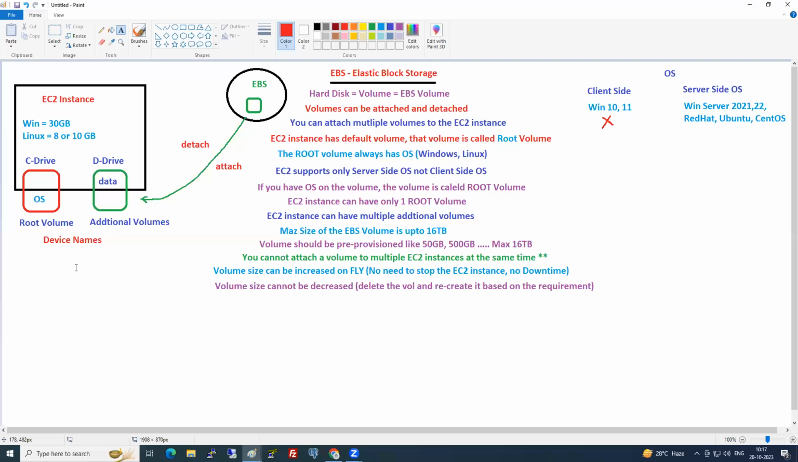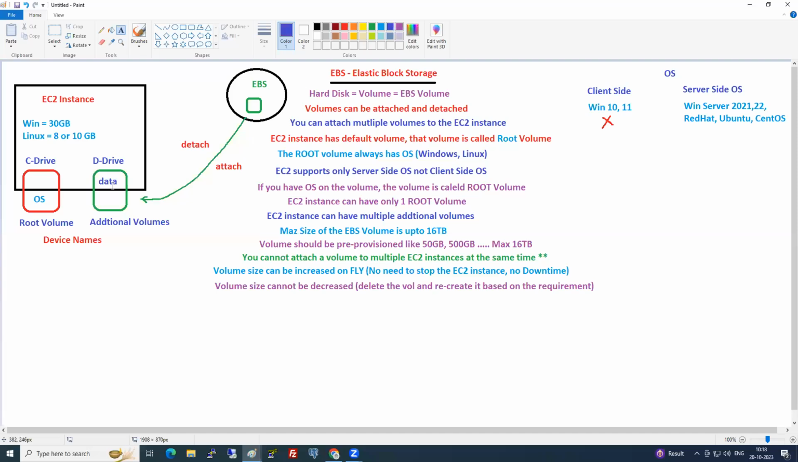Whenever you launch the EC2 instance, it has to boot, right? It has to boot from the operating system. Where is your operating system? In the root volume. How does the EC2 instance know this volume is the root volume? Based on the device name, it will identify. So the root volume should have a device name.